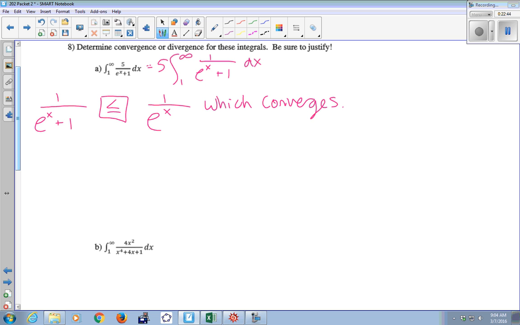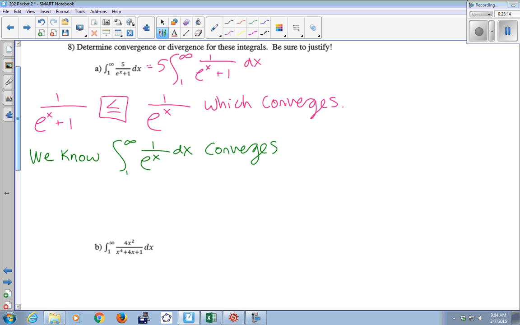Okay, so I have my integral is smaller than an integral that converges, which means my integral has to converge also. Okay, so we should write out a full sentence. So I'm going to say, we know the integral from 1 to infinity of 1 over e to the x dx converges.